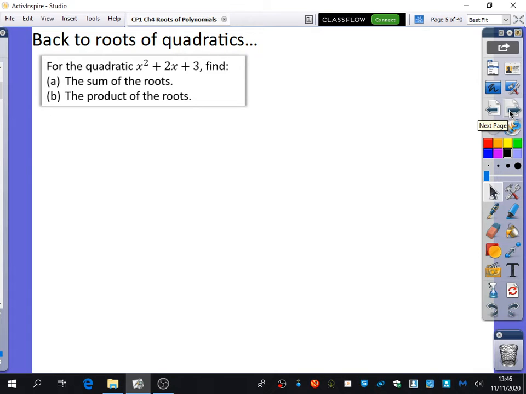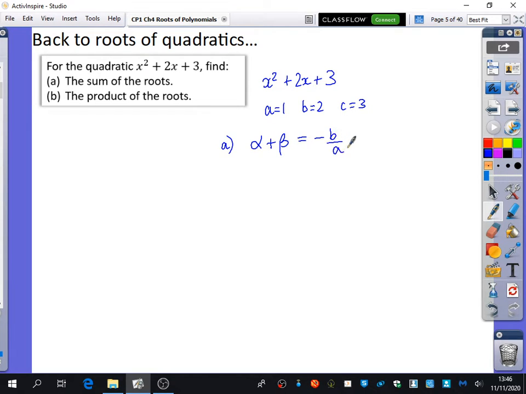For this quadratic that we've got here, I have x squared plus 2x plus 3. We're going to find out what the sum of the roots is and what the product of the roots is. Well, clearly, a is 1, b is 2, and c is 3. For part A of the question, the sum of the roots, alpha plus beta, is minus b over a. That's a standard fact that we can use, which is minus 2 over 1, or minus 2. So the sum of the roots is minus 2.